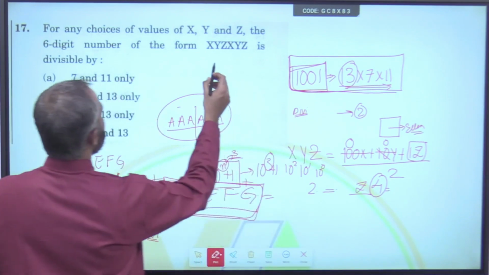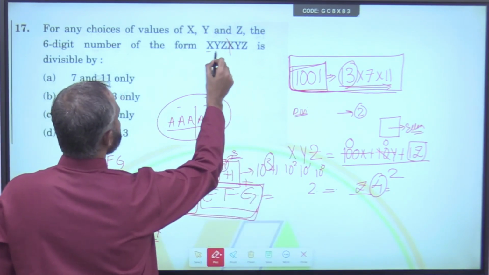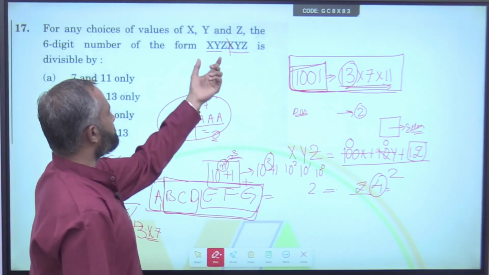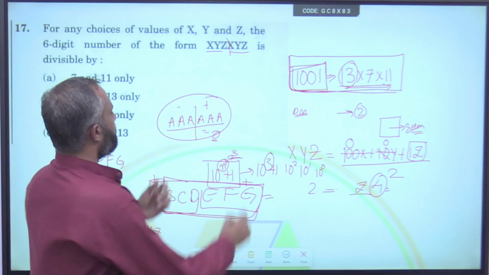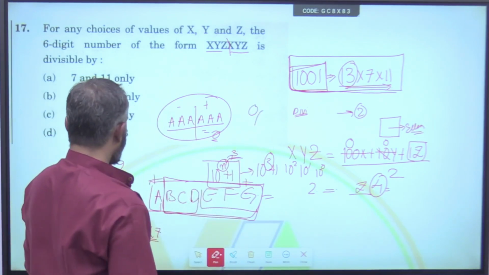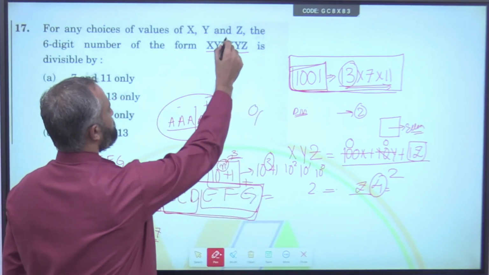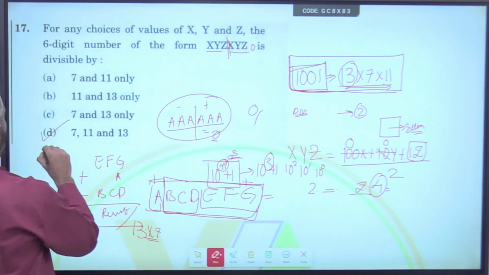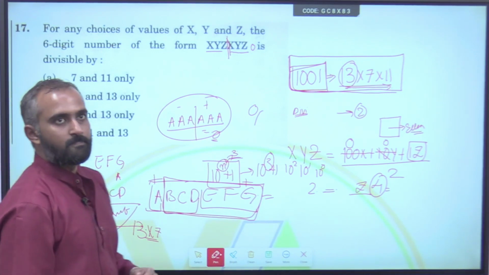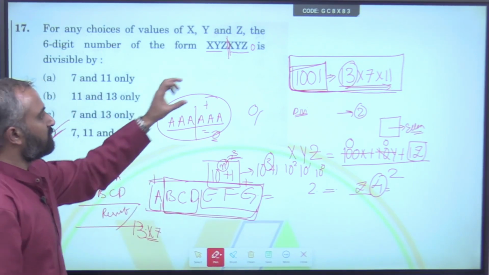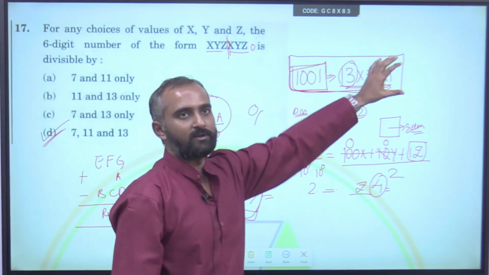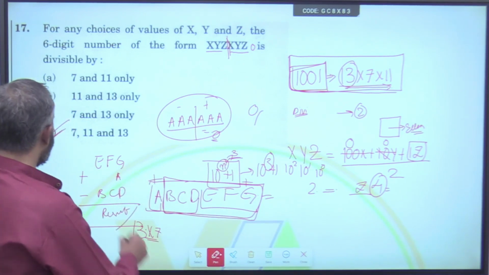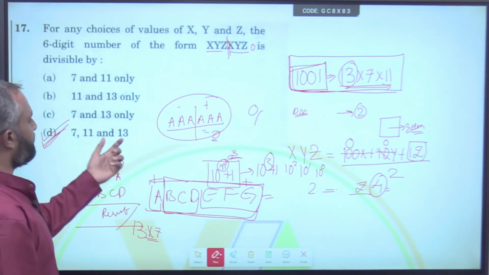Now, since this block is being repeated, if you subtract across all 6 digits, you will get 0 or multiples of any of these. Since you are always getting 0 here, this will always be divisible by 7, 11 and 13. So, if you just know that 1001 equals 13 into 7 into 11 and the divisibility rule of 10 to the power of n plus 1, this is done. So, 7, 11 and 13.